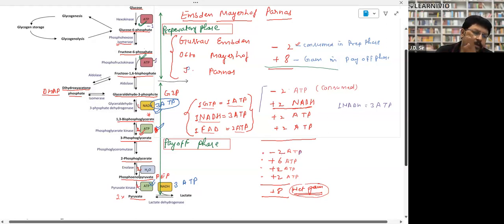Let me know, Martin and Alia, when you note it down. Okay. Done. Please note it down carefully because this is an important question. If they ask you glycolysis, this will be a full mark question and a bit difficult too.